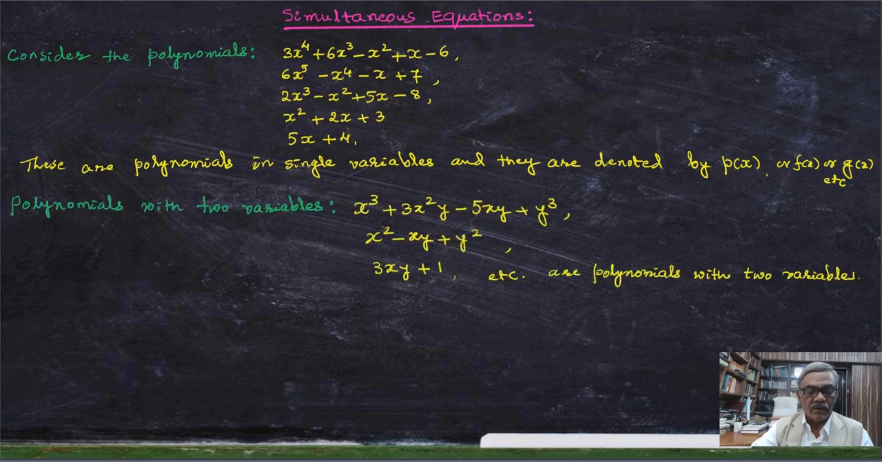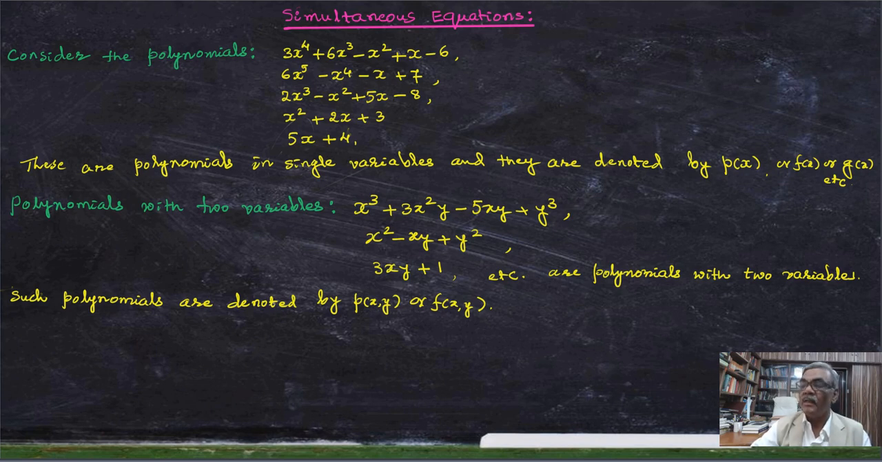Now we are going to consider polynomials with 2 variables, namely x cube plus 3x square y minus 5xy plus y cube, x square minus xy plus y square, and 3xy plus 1, etc. These are polynomials in 2 variables. Such polynomials are denoted by p(x,y) or f(x,y), just like a polynomial in a single variable.